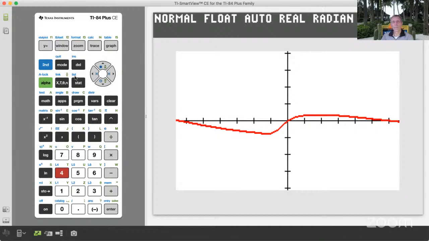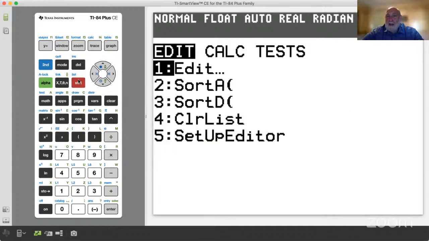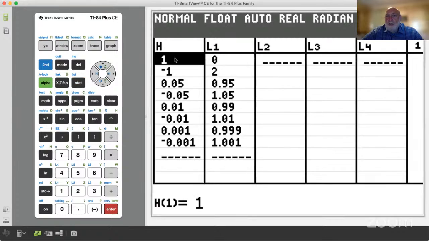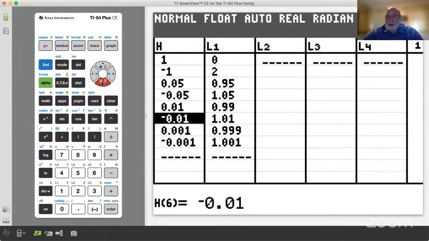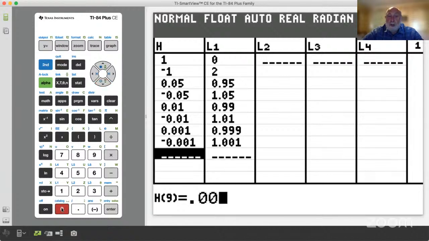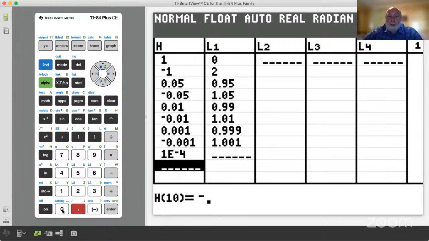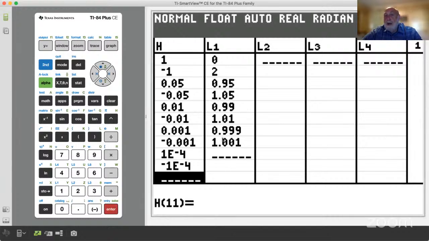So let me go back to stat again and go to the editor. And there are those h values again. I think Steve had a couple more additional values in there. Actually, he had more than what I had here, but he also had a couple that were closer to zero. So I think it was 0.0001 and negative 0.0001.